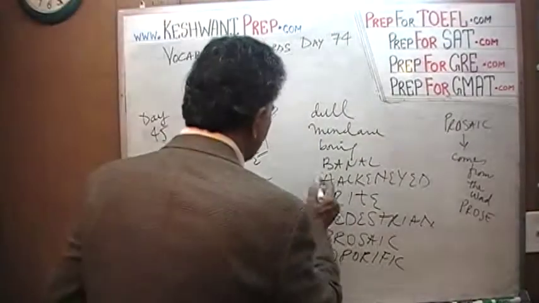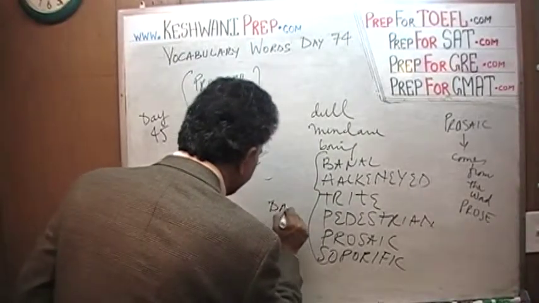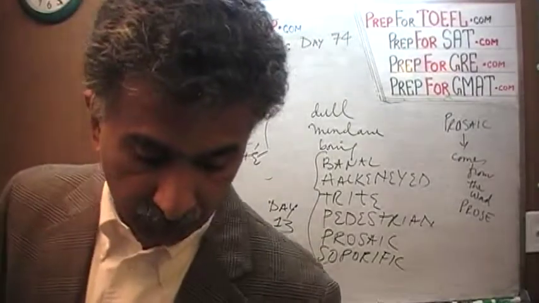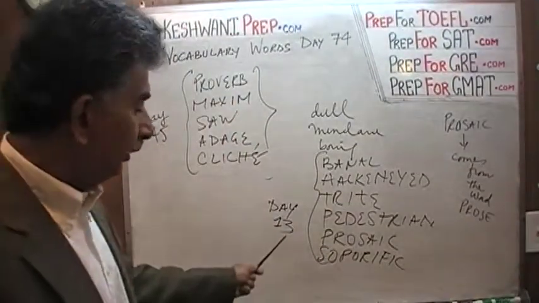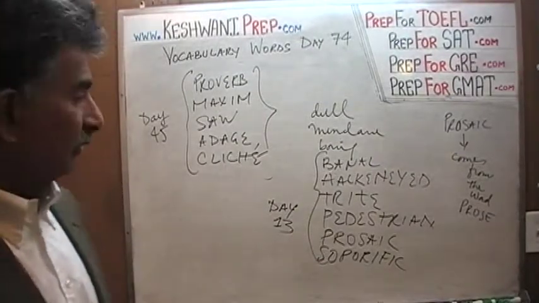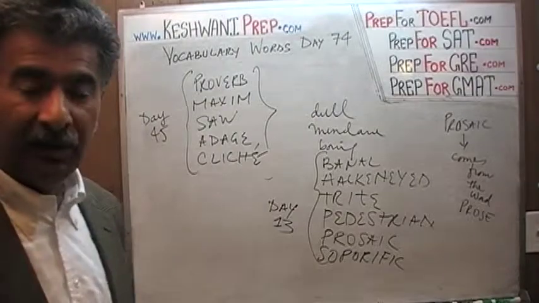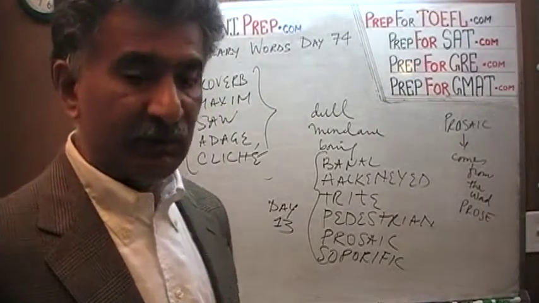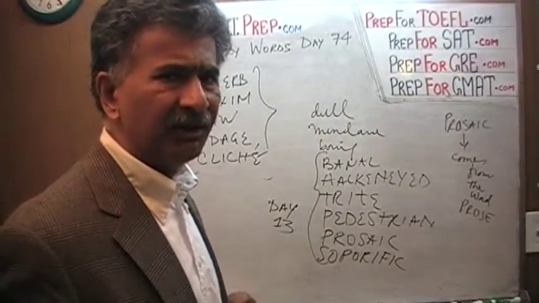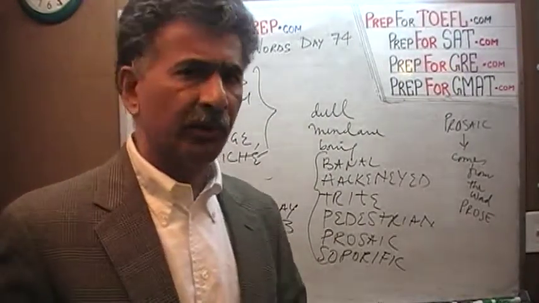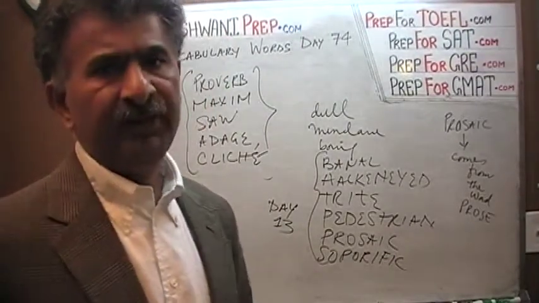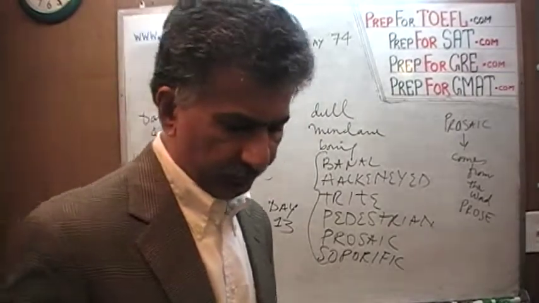But if you're interested, all of these words that you see there, if you have already learned them and just want to review them, or if you have not watched this video at all, you will find these words on day number 13. These words are, of course, sort of related, because anything that is a cliche can be said to be dull, ordinary, mundane, banal, trite, pedestrian. Do you understand? Prosaic, soporific. Soporific literally means something that causes you to fall asleep. That's all.